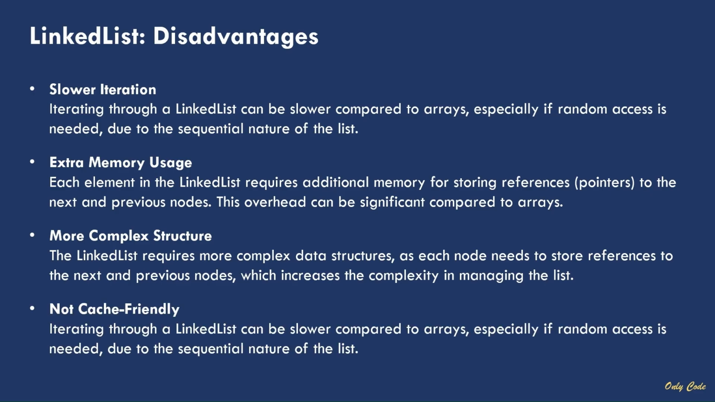Not cache friendly. Linked lists don't take advantage of CPU caching as arrays do. Since elements are scattered throughout the memory and not stored contiguously, iterating through them can be slower due to frequent cache misses. So while linked lists are great for dynamic data and frequent insertions or deletions, they might not be the best choice for scenarios that require fast lookups or high memory efficiency.